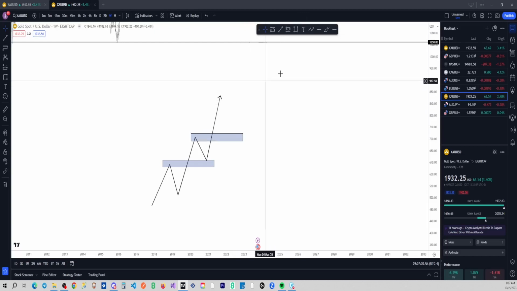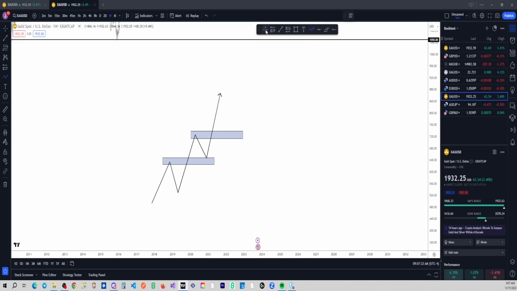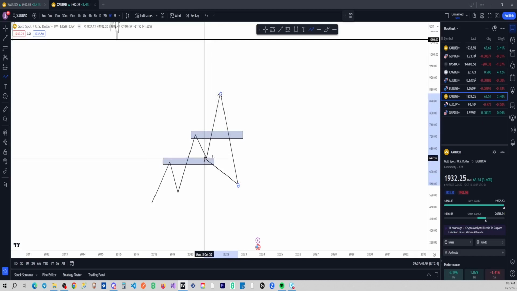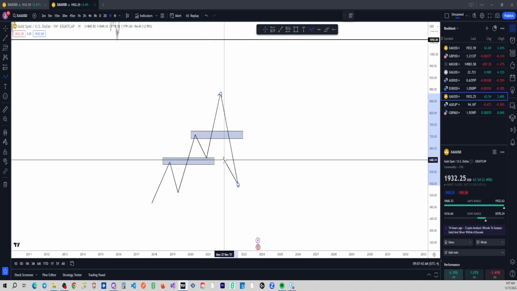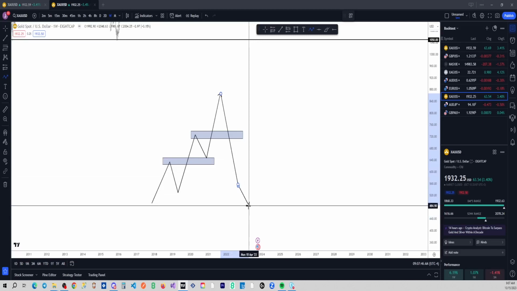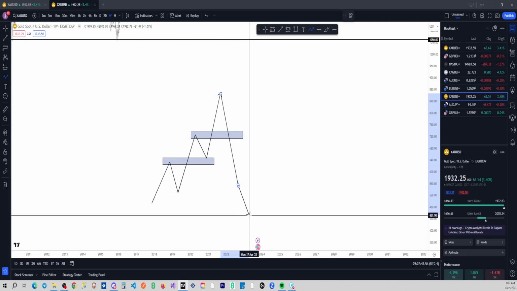Now, when price invalidates the trend, let's say you expect price to go up and price breaks below a low. Where's the last low? This is the last low right here, and price breaks below it right over here. That is considered a break of structure. So continuation of structure is simply a continuation of the trend. Break of structure is a break of the current trend.